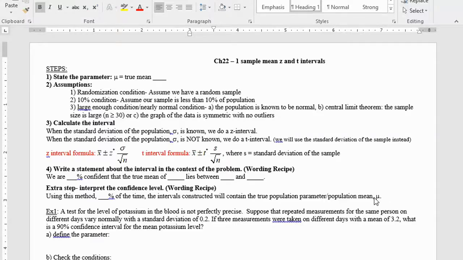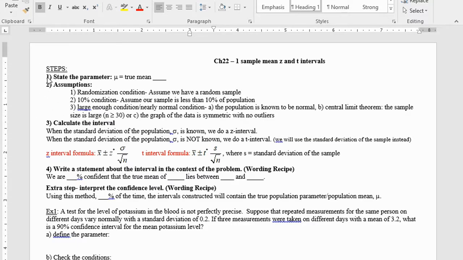Alrighty, so like I was saying, today you're going to learn about two new types of intervals. They're called a one sample mean Z interval and a one sample mean T interval. Those are the two that you'll learn today, and it's chapter 22 in your book if you want to read through it. So again, let me take you through the steps of making any interval ever.